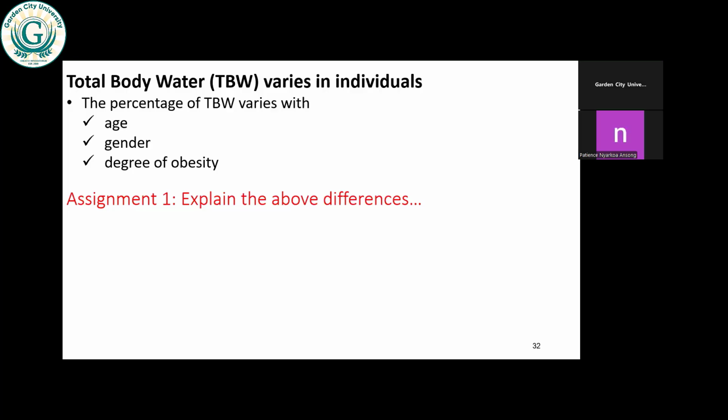Age. Why is it that you have different volume of water in an adult compared to an infant or a child? Why is it that males tend to have more body water compared to females? Why is it that someone who is obese has less volume of water compared to someone who is lean? This is a reading assignment that I want you to take note of, that accounts for the differences among the three with respect to total body water.